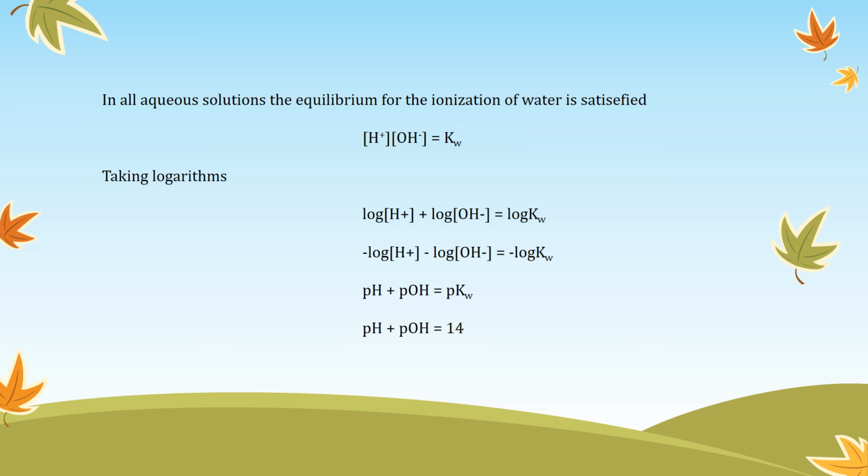You have already seen in videos that the negative logarithm of hydrogen ion concentration is equal to pH, the negative logarithm of hydroxyl ion concentration is equal to pOH, and the negative logarithm of Kw is pKw. So pH plus pOH is equal to pKw, and you already know the Kw value is 1 into 10 to the power minus 14. So if you take the log, it is 14. So pH plus pOH is equal to 14.